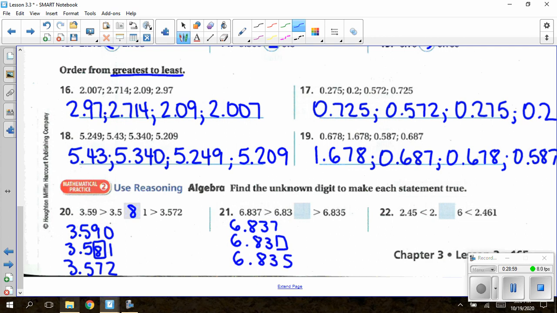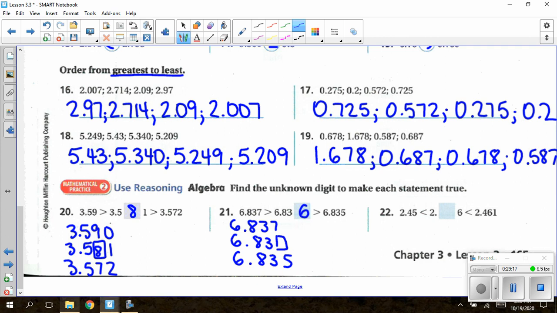And we can see that they're all the same in the ones, the tenths, and the hundredths, and then it's the thousandths where we are different. So because I have 7 is greater than our missing number, and our missing number is greater than 5, I know that my missing unknown number would be a 6.